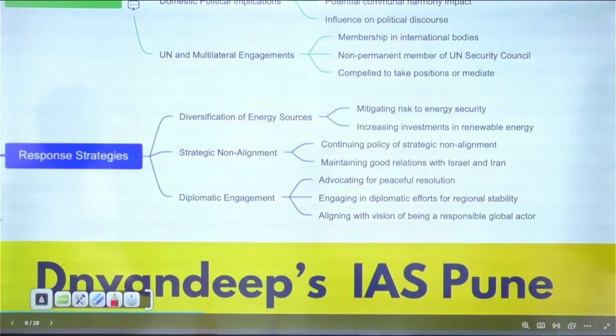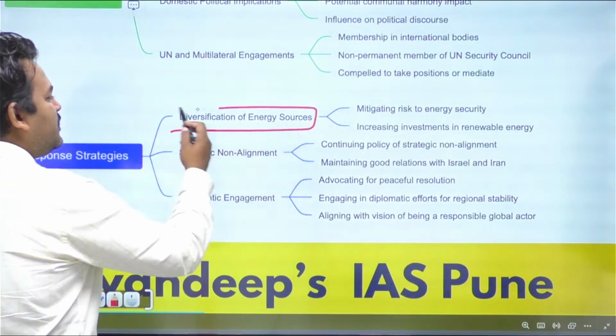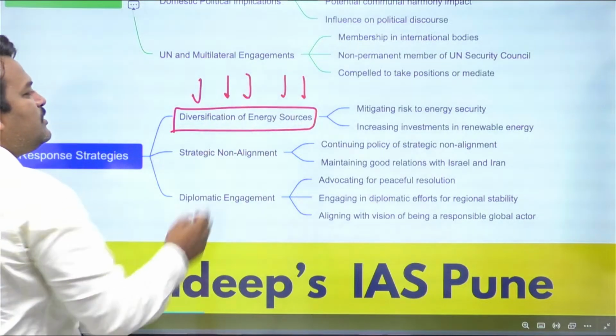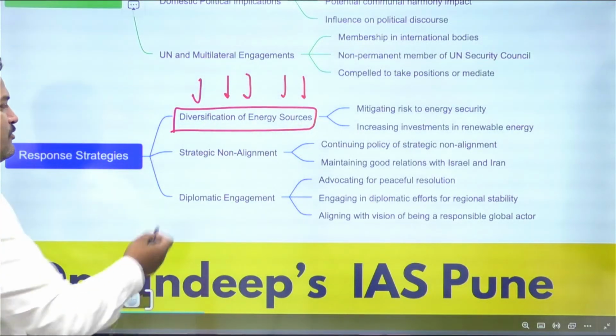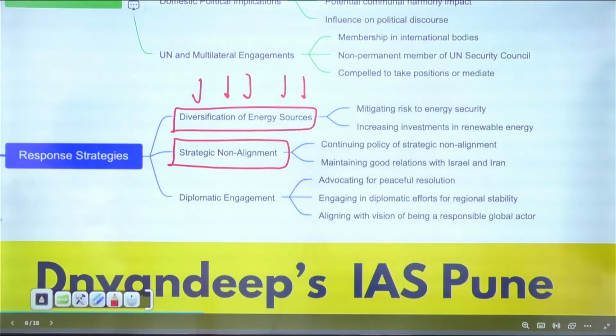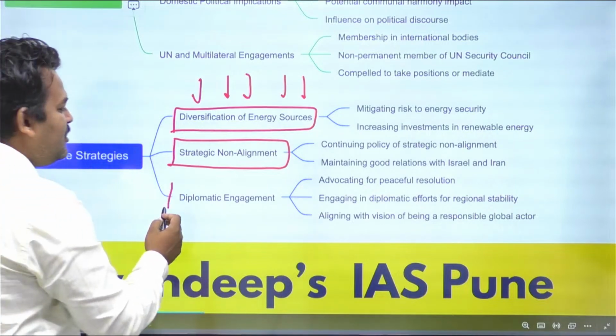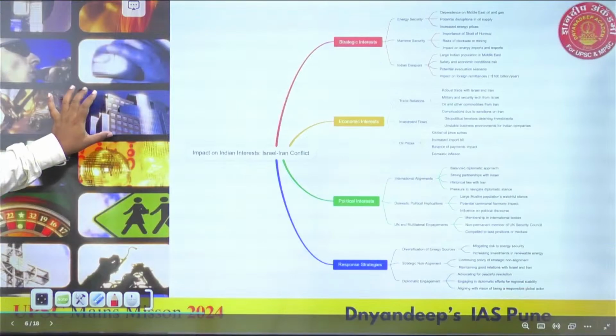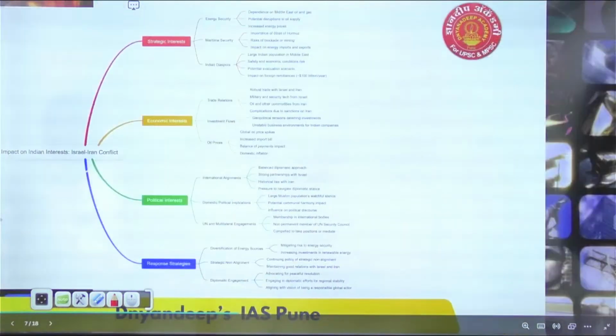First thing is diversification of energy resources: reduce the dependence on energy resources from this region. Second thing, following the ideology of strategic non-alignment. And third thing is diplomatic engagement. Okay, so now we are going to discuss this mind map in detail.